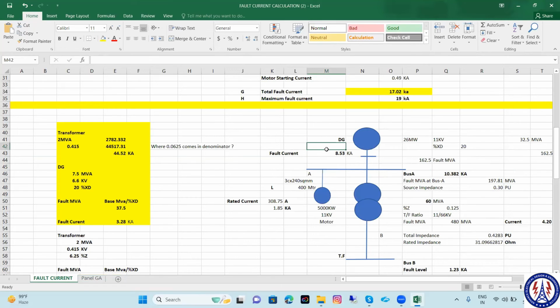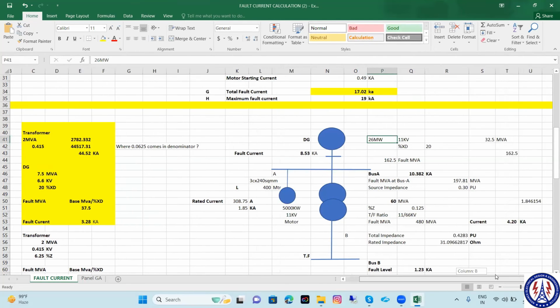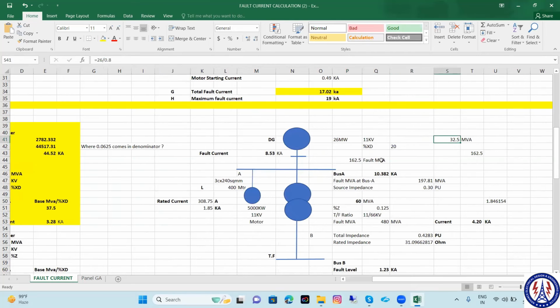Okay, so here suppose in bus A, I need to determine the fault. Then which contribution will come? It is the DG fault current plus the motor contribution. So these two currents will be added, correct? Both fault currents will be behind the source impedance. Then source, transformer, and then I can determine the fault here. Suppose this is my 26 megawatt generator. I am converting it to MVA. So how can I determine the fault current here?